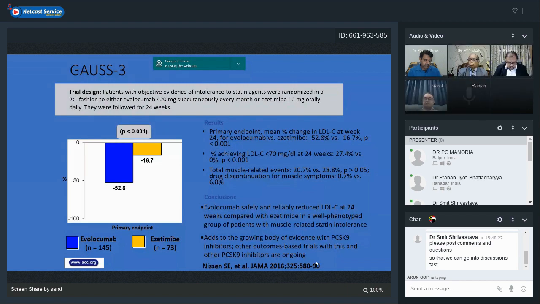Muscle-related symptoms were hardly any; only 0.7% had muscle-related symptoms and discontinued the drug with evolocumab, compared to 6.8% with ezetimibe. So evolocumab safely and reliably reduced LDL-C at 24 weeks compared with ezetimibe in a well-phenotyped group of patients who had muscle-related statin intolerance.